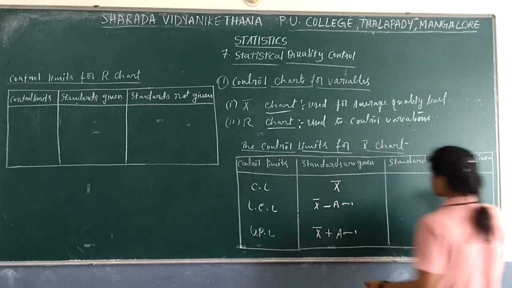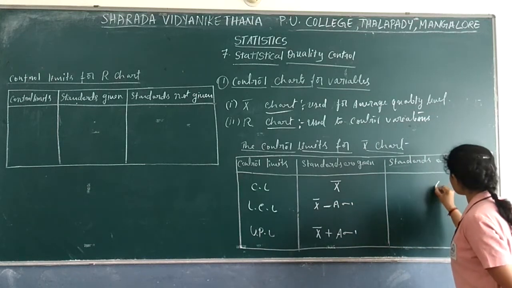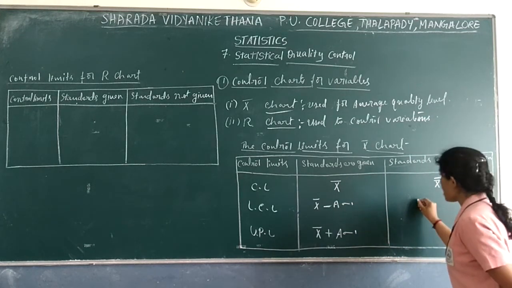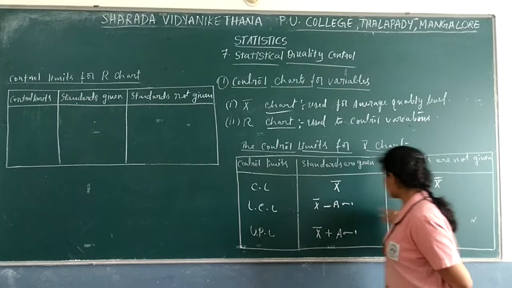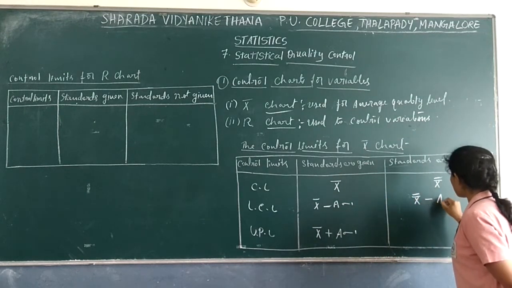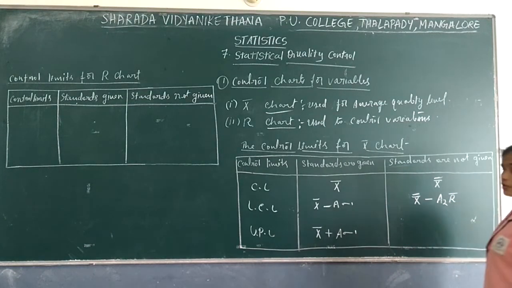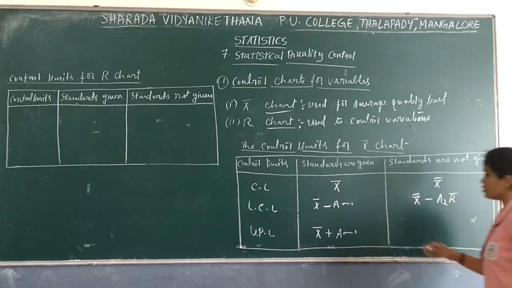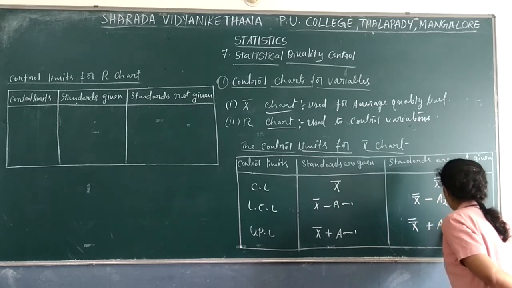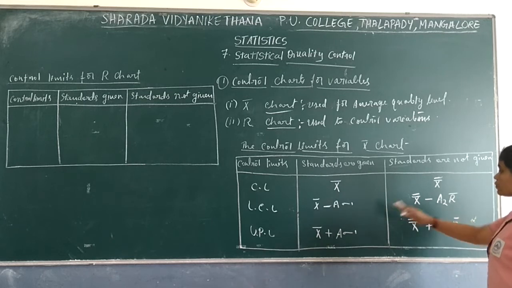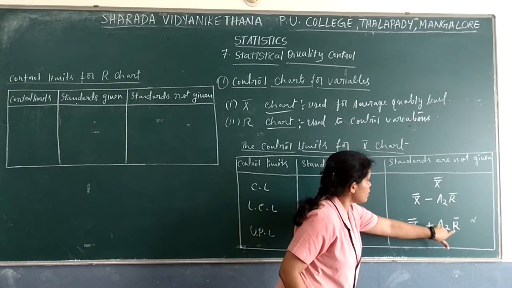But in case standards are not given, what are the limits we use? You have to find them out. Here the central line is X double bar, and the lower control limit is X double bar minus A2 times the average range. Here we used A1, so here it comes A2. The upper control limit is X double bar plus A2 times the average range. What is the difference between standards given and not given? When standards are not given, these values will not be given.